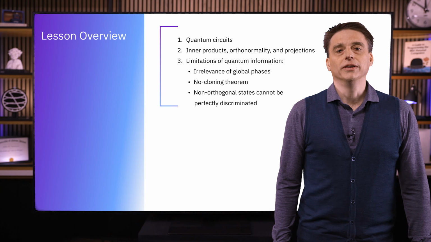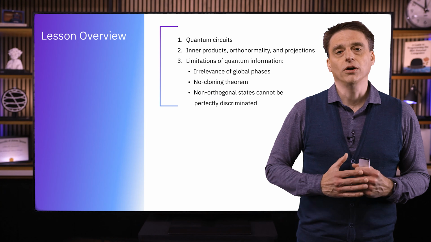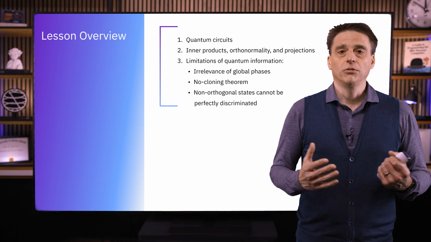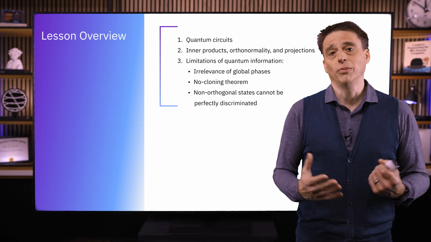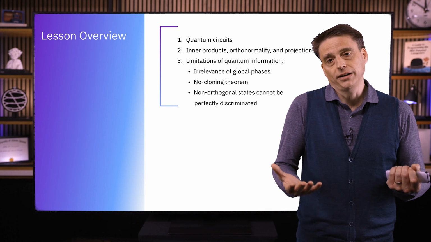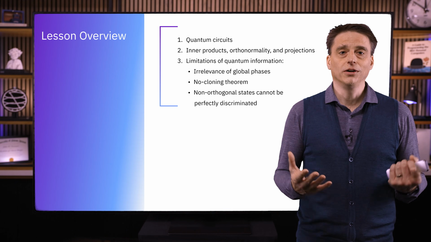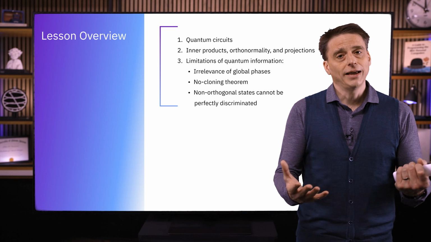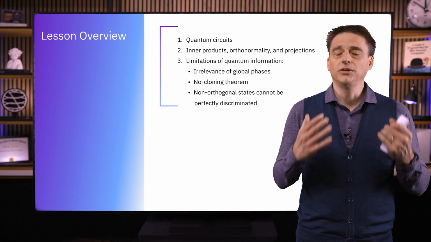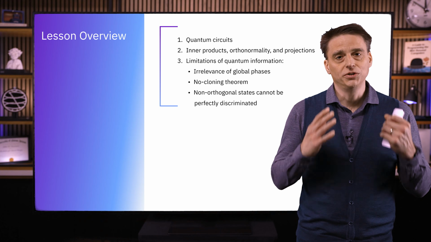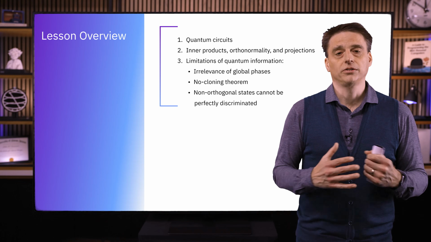Here's an overview of the lesson. We'll start with the quantum circuit model, and we'll see how it works. Then we'll talk about the critically important notion of an inner product, as well as orthonormality and projections, which are connected with inner products. We didn't discuss these things in the first two lessons because we really didn't need to, but now we do. Inner products provide us with a mathematical tool that we simply could not do without. We just would not get far in understanding quantum information and computation without inner products.